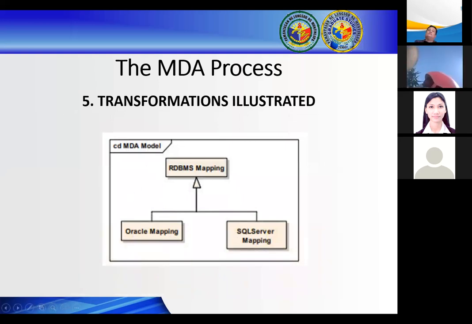A further way to organize transformation mapping is via an inheritance hierarchy. For example, RDBMS. Information model could be specialized for a specific database vendor. So we have here, under the RDBMS mapping, below it the Oracle mapping and the SQL Server mapping.